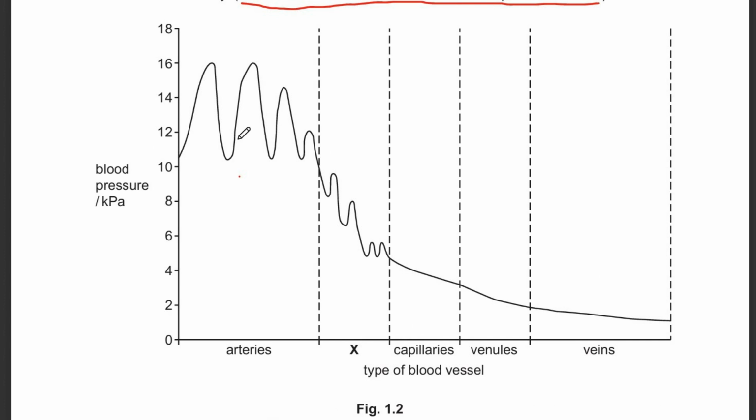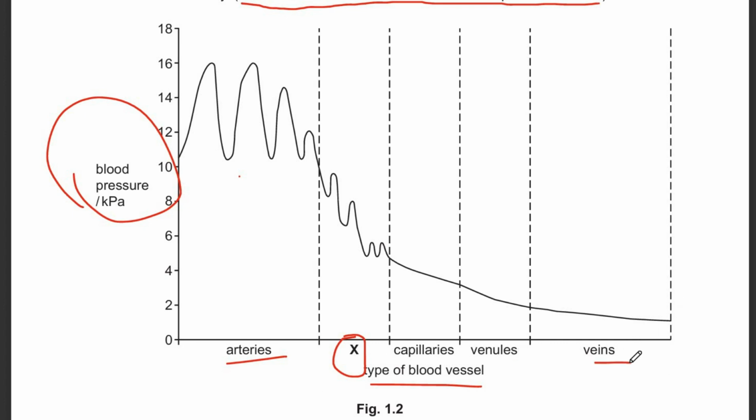Let's read this graph first. Over here the blood pressure is given in kilopascals. Then we have the type of blood vessels on the x-axis. The highest blood pressure, up to 16 kilopascals, is in the arteries. And then the blood pressure starts to decrease. The blood pressure is around 10, 8 and 6 in the vessel labeled X. And then we have a constant decline of blood pressure in the rest of the pathway from the capillaries to the veins. And we have the lowest blood pressure in the veins.